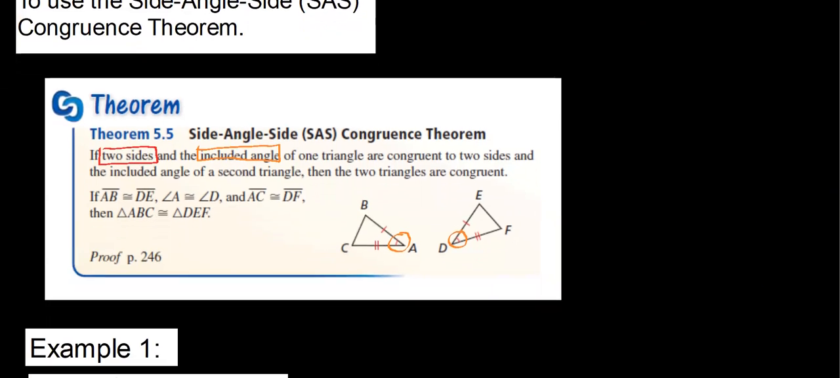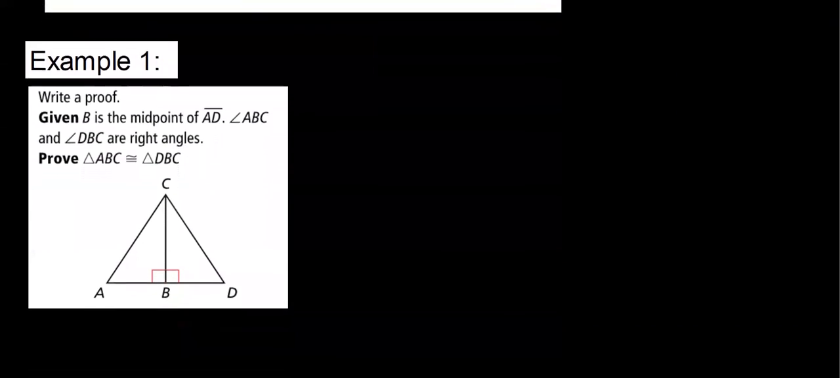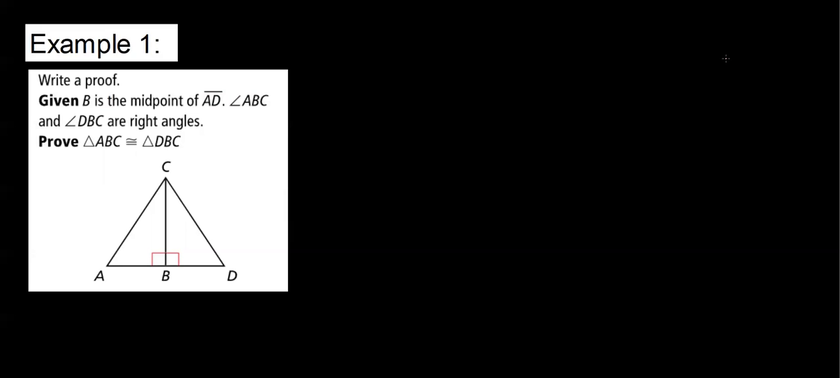Now, next thing I want to do is just go through an example problem of writing a proof involving this stuff. So we have given B is the midpoint of segment AD, angle ABC and angle DBC are right angles. We want to prove that triangle ABC is congruent to triangle DBC. So first thing I'm going to do here is just set up my two-column proof.